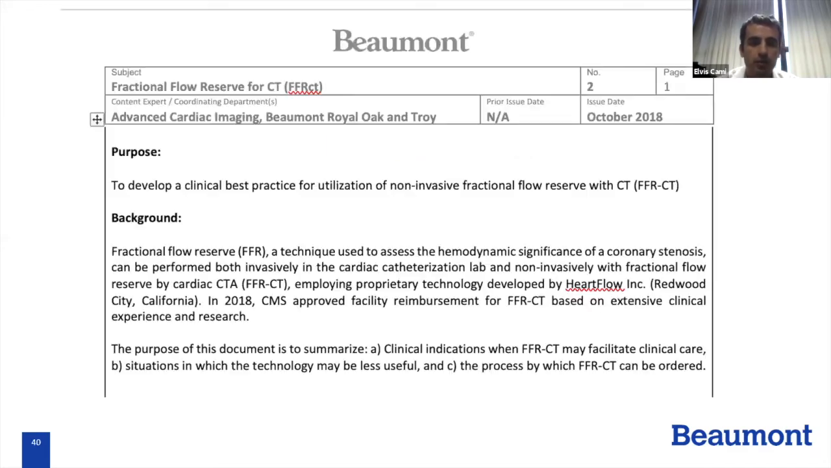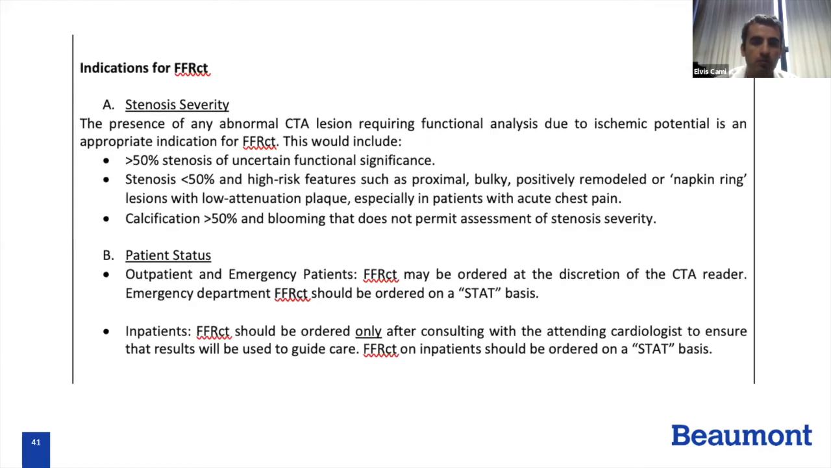Kind of some of the internal policies and guidelines that we're using in selecting the patients who should be sent for FFRct. Essentially, I showed you that table. This is just our internal policy document of that table, which for the most part, we're using on patients that have a greater than 50% stenosis, or patients in whom there is a lot of calcium and you cannot see how bad the stenosis is.